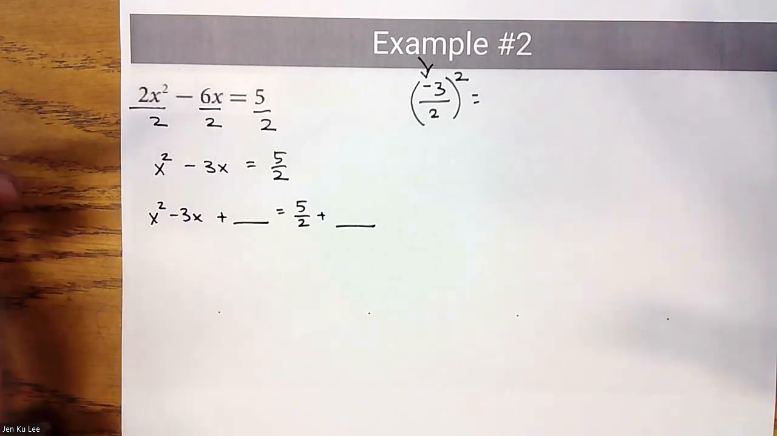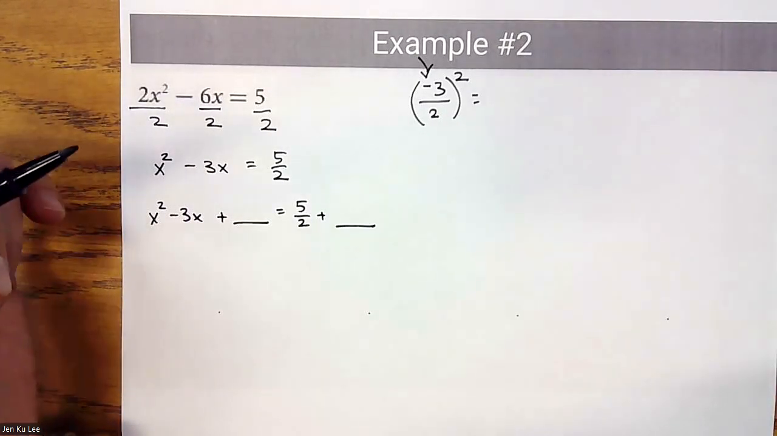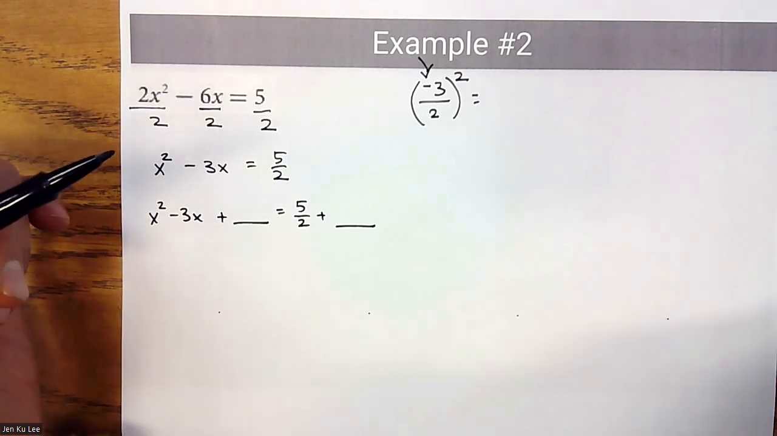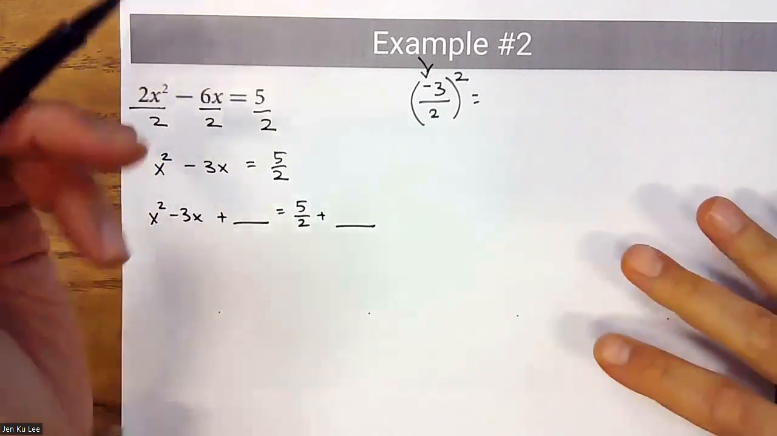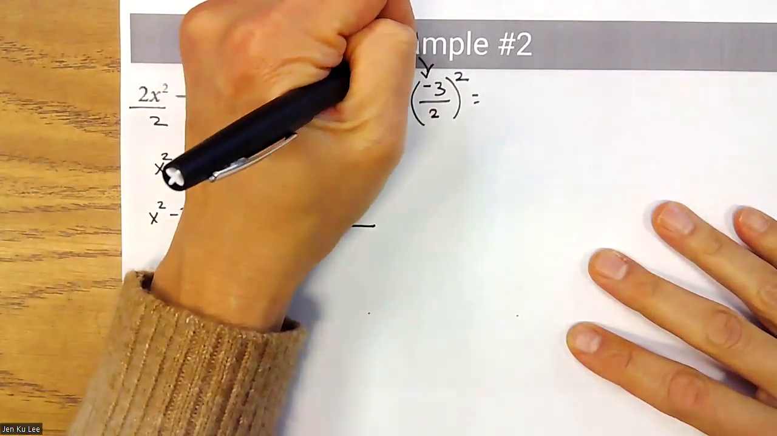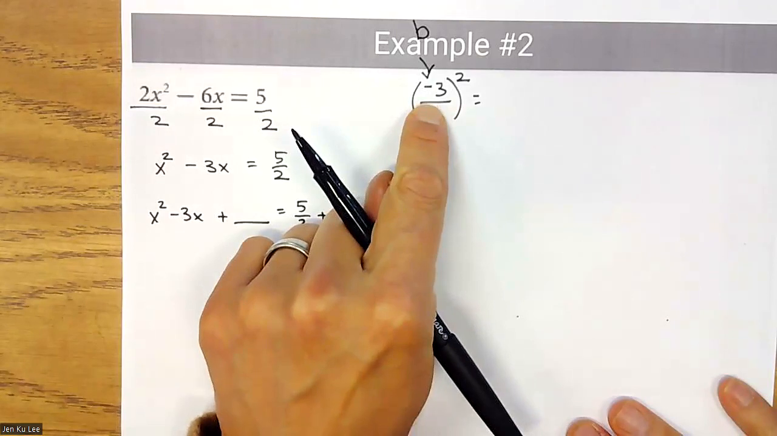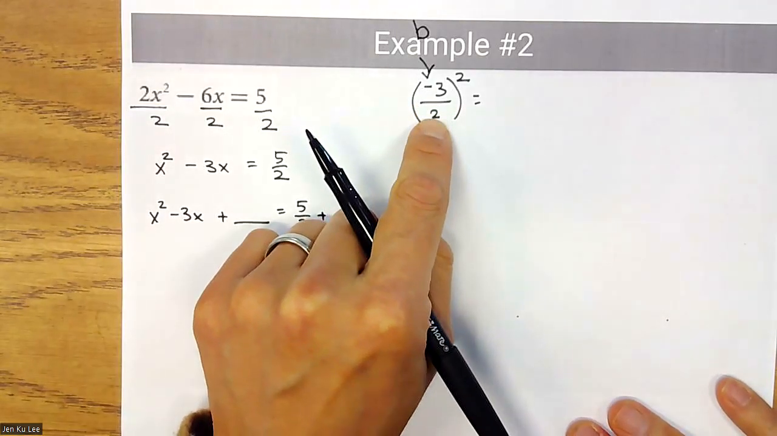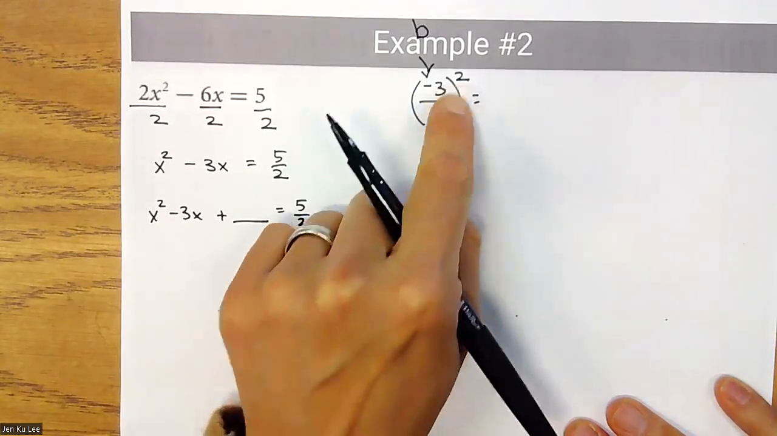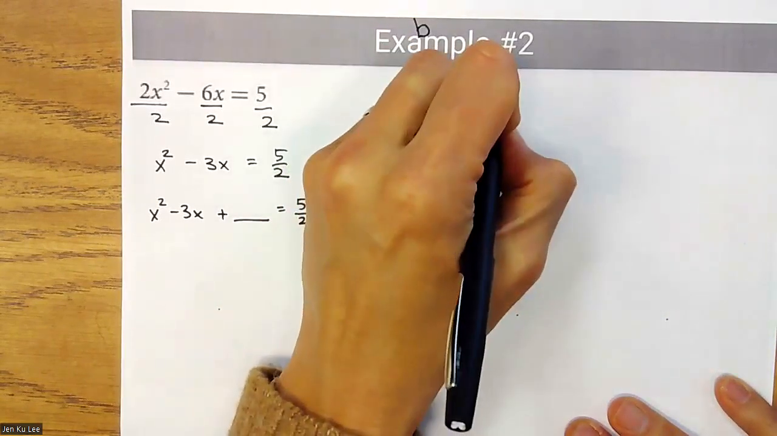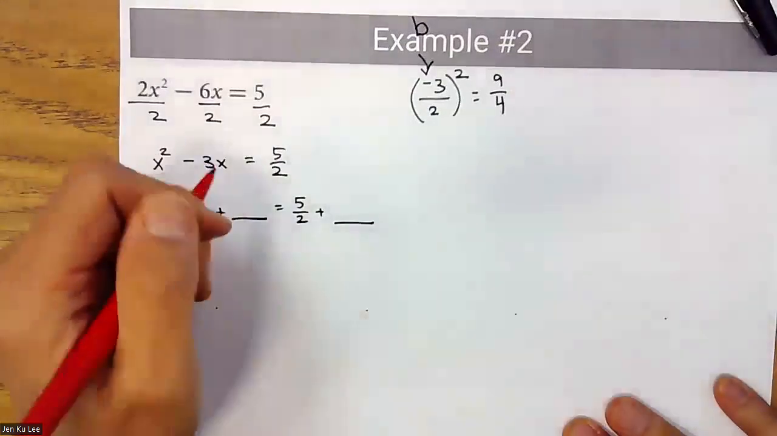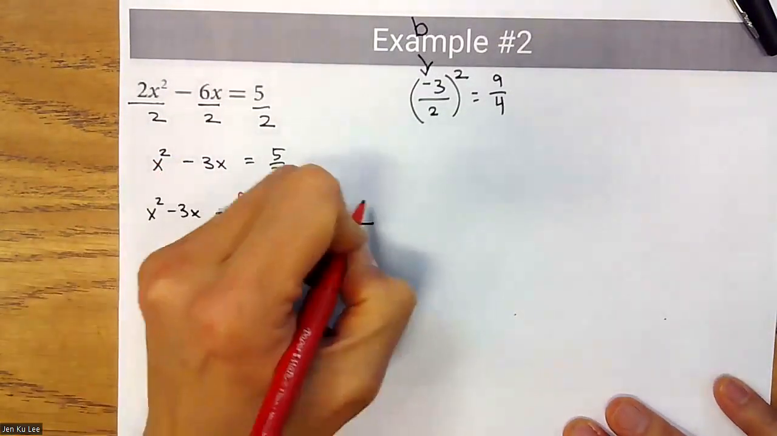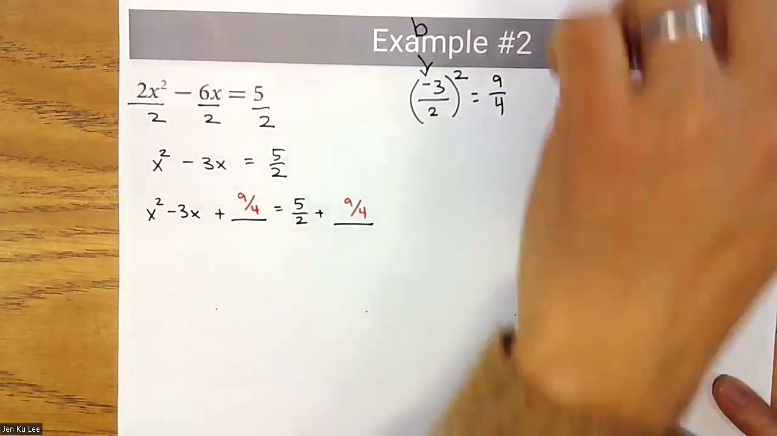It is a fraction, yes. But what is it? What value does it hold? Huh? The b value, right? That is essential that you guys know that it's the b value. Because look, when I square it, this becomes 9/4. So I'm going to add 9/4 to both sides of the equation, right?